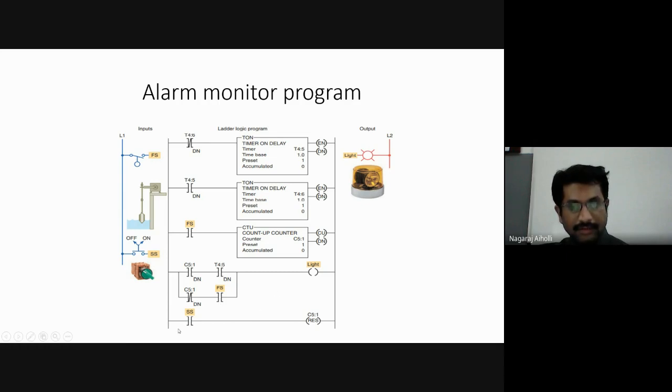Then the last rung. This is SS, a selector switch. If it is turned from the off position to the on position, it is closed. Examine if closed is true, and this reset coil is energized. The C5:1 reset coil is energized. As this reset coil is energized, whatever accumulated value was in the counter will automatically become 0. In the counter C5:1, whatever the accumulated value is, it is reset to 0.